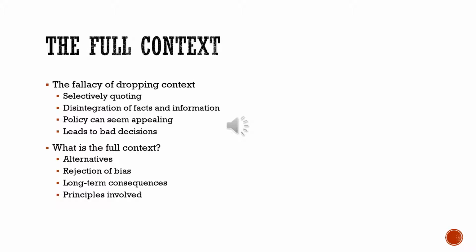misrepresents the intended meaning. And the same is true of policies, and when we consider policies, we have to consider the full context because there's much more than just the problem that it purports to address or solve. If we consider a policy out of context, then it might seem appealing, and this can lead us to bad decisions. So what is the full context?